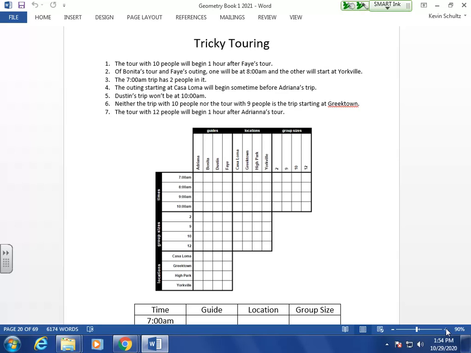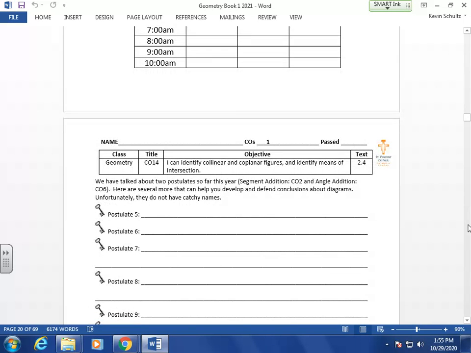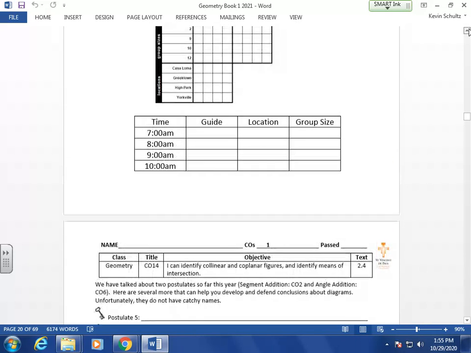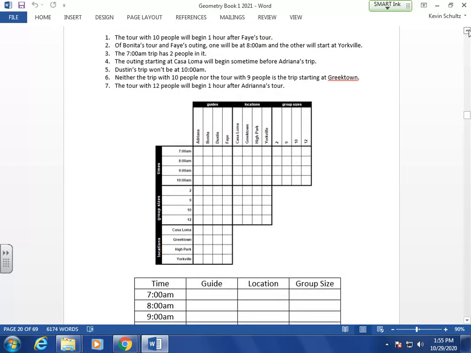So this is an example of a logic puzzle. It's kind of like a logic grid. All right? From this, your job is going to be to fill out this table below here: what time each tour leaves, who the guide is, the location of the tour, and the group size, from only these 7 clues. Okay? And here's one to get you started.